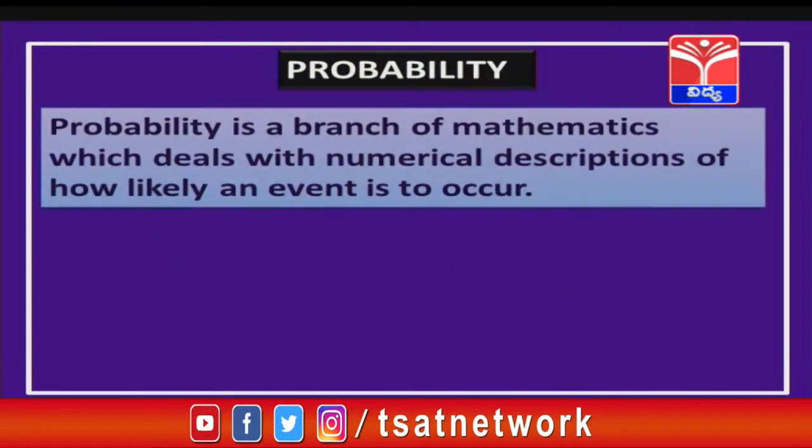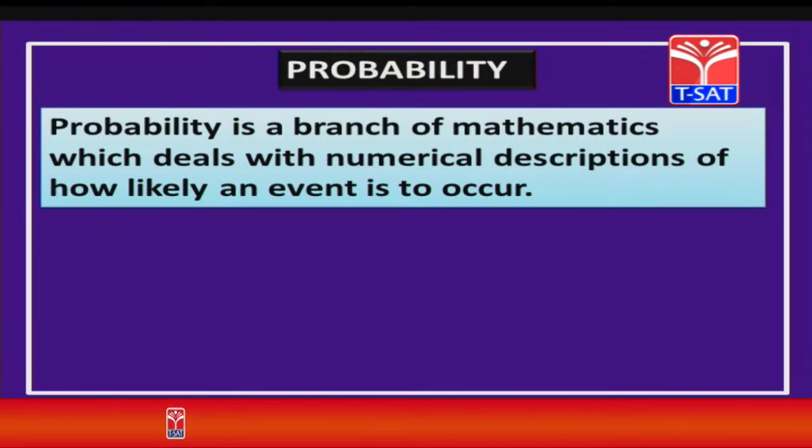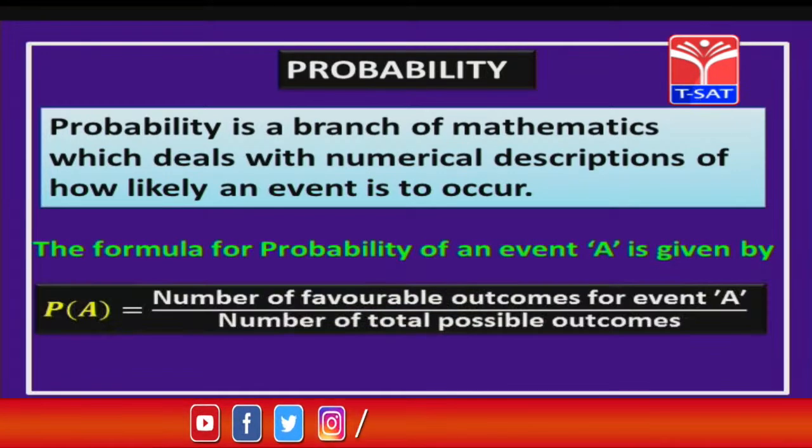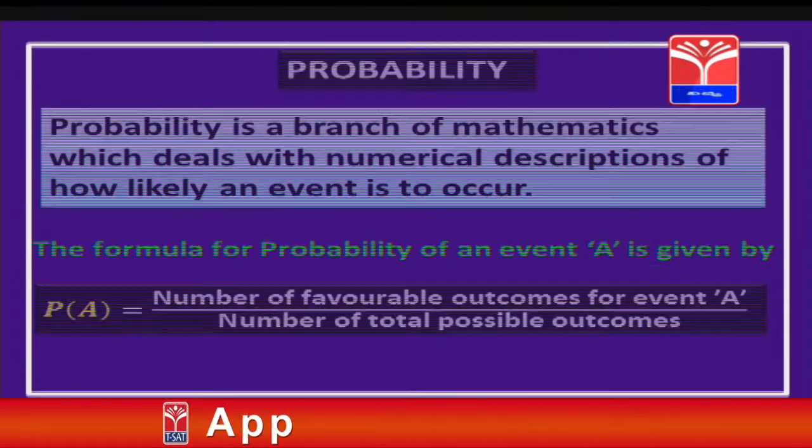So, now let us define what probability is. Probability is a branch of mathematics which deals with numerical descriptions of how likely an event is to occur. So, the formula for probability of an event A is given by P of A is equal to number of favorable outcomes for event A divided by the number of total possible outcomes.